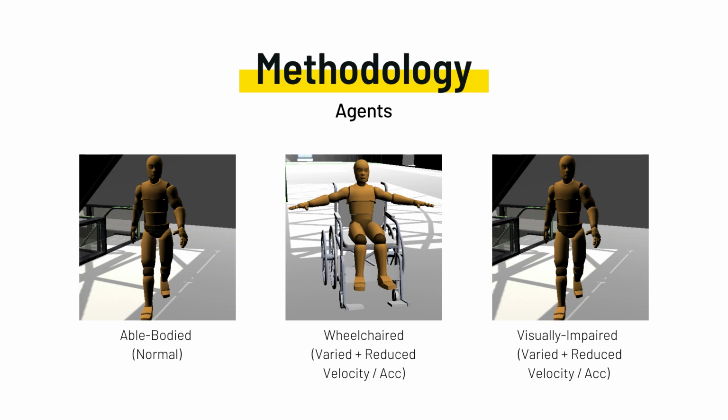This is to produce more realistic results and have more proper data for our simulations. Our last handicapped agent of 2 is our visually impaired one, and this agent also has a reduced velocity and acceleration. But as we mentioned with the wheelchair agent, it will also be varied, so each different visually impaired agent will have a different velocity and acceleration to produce more realistic results for our simulations. Normally, the visually impaired agents will have a velocity and acceleration a little less than our wheelchaired agents due to the fact that they do move a little slower.